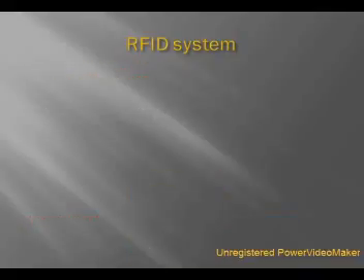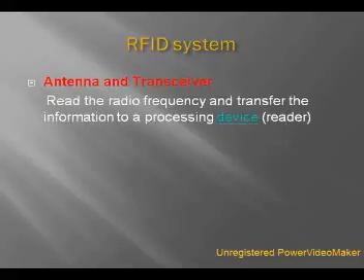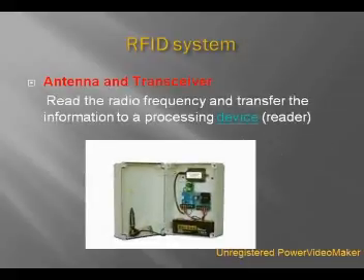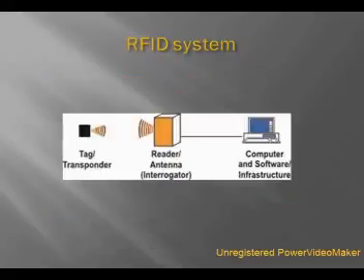The other components of an RFID system are the antenna and transceiver. The antenna and transceiver can read the radio frequency and transfer the information to a processing device, the reader. The overall working process of an RFID system is shown here. The antenna provides the means for the integrated circuit to transmit its information to the reader, which converts the radio waves reflected back from the RFID tag into digital information that can then be passed on to a computer that can analyze the data.